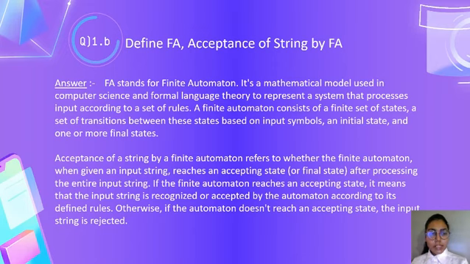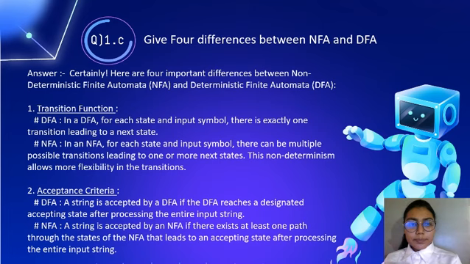Accepting of the string by the finite automata refers to whether the finite automata, given an input, reaches an accepting state or final state. After processing the entire input string, the finite automata reaches an acceptability. It means that the input string is recognized by or accepted by the automata according to its defined rules. Otherwise, if the automata doesn't reach the accepting state, then the string will be rejected.